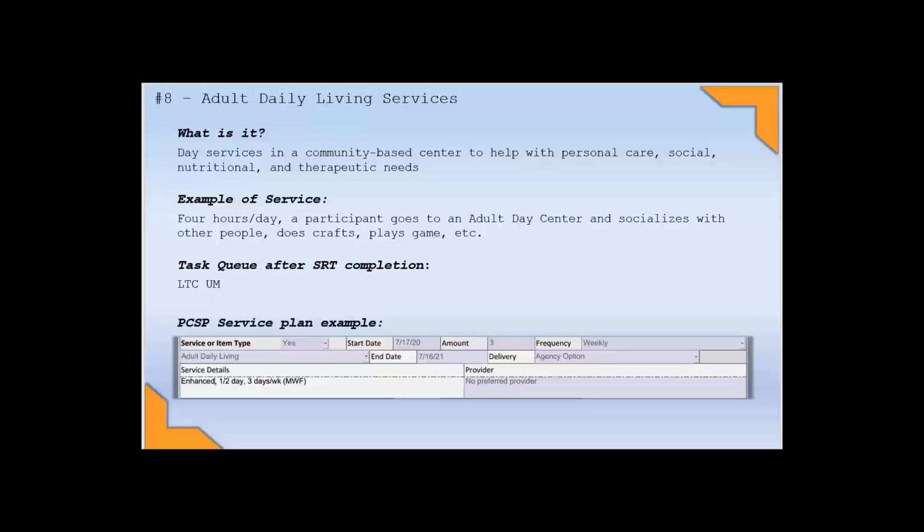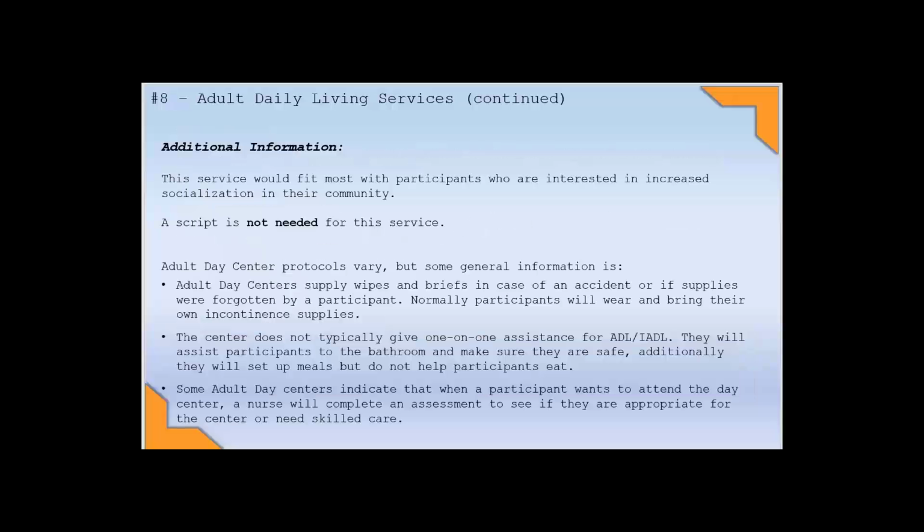So our adult daily living services are day services in a community-based center to help with personal care, social, nutritional, and therapeutic needs. So as an example, 4 hours a day, our participant goes to an adult day center and socializes with other people. They do crafts, play games, etc. So we have our task queue, PCSP service plan example.